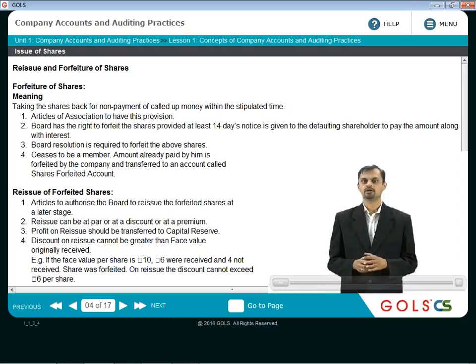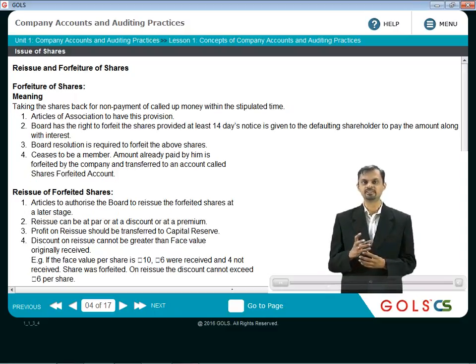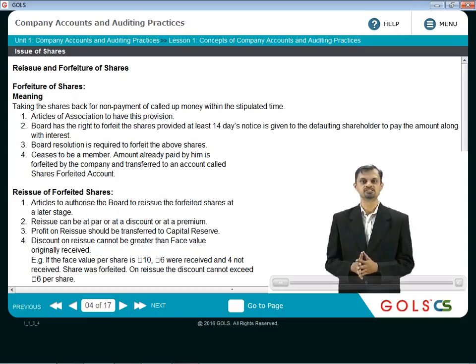Now the important point that you need to remember is that even if the shares are forfeited, whatever money he has already paid on those shares, that money is never repaid back by the company to that particular shareholder. That money remains with the company only. That is the meaning of forfeiture. That is why it is called a forfeiture. So the amount already paid by him is forfeited by the company and transferred to a separate account called shares forfeited account or share forfeiture account.